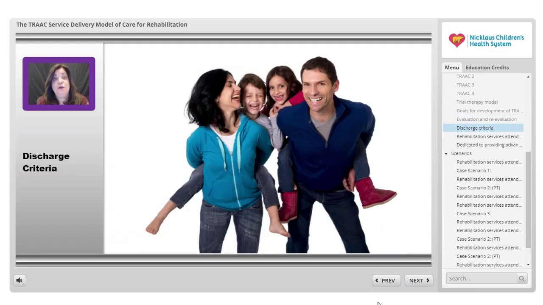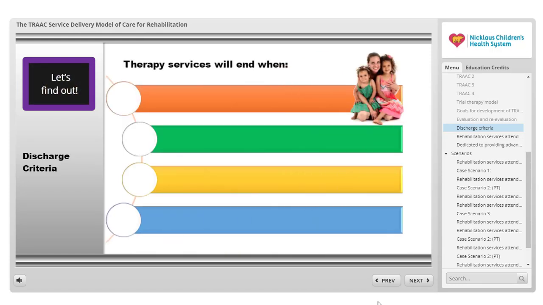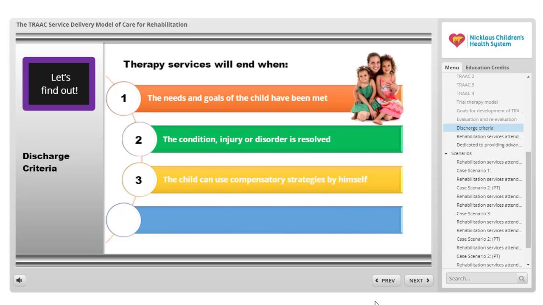So we've been talking with the family from day one about discharge. So what is the discharge criteria? Therapy services will end when the needs and goals of the child have been met, the condition, injury, or disorder is resolved. The child can use compensatory strategies by himself. Evidence-based practices no longer result in measurable progress.